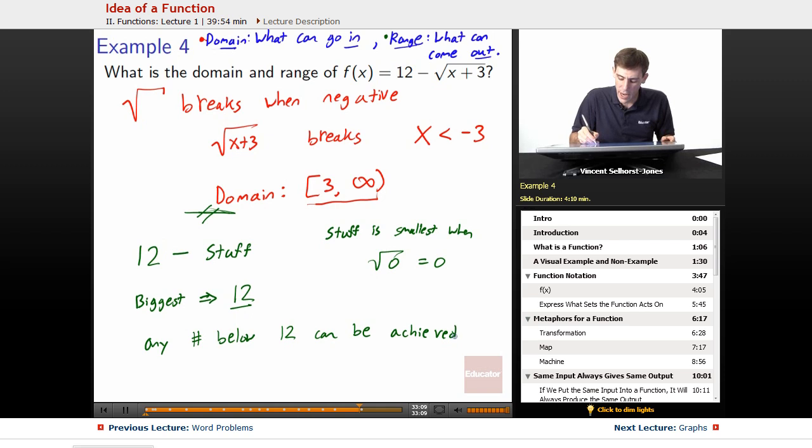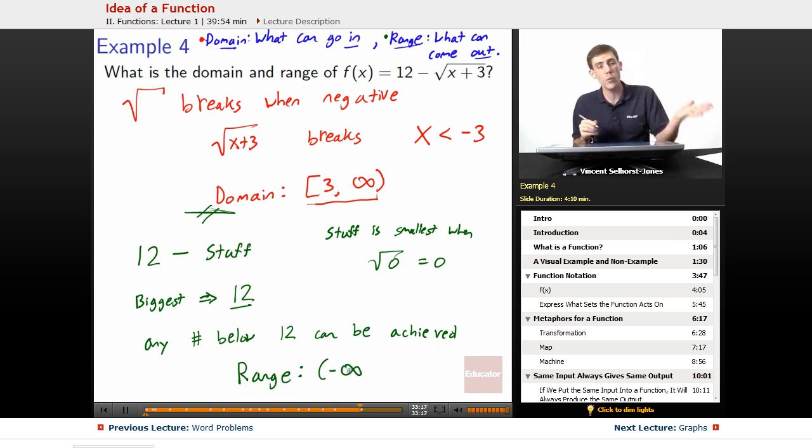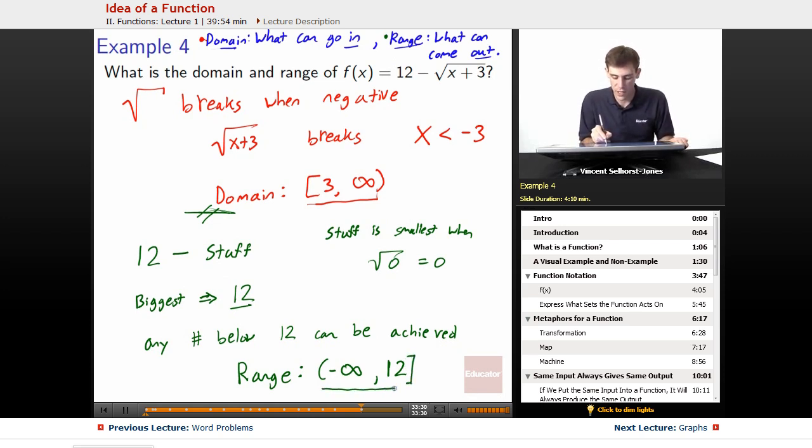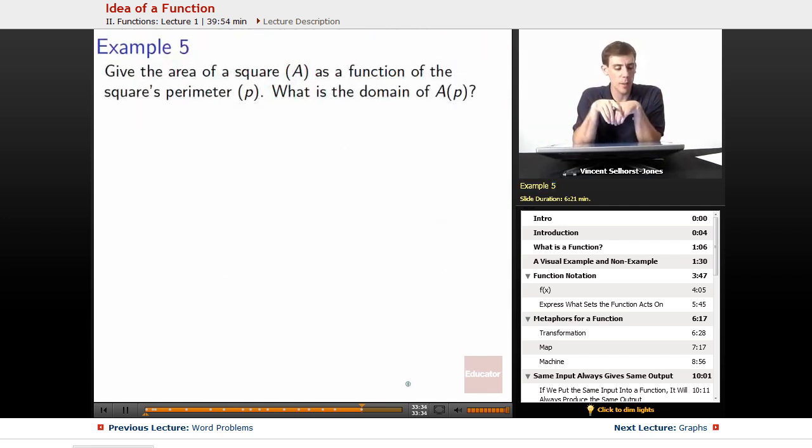So we have our range is going to be everything from the lowest possible, all the way anywhere up from -infinity up until 12. Now we ask ourselves, can we actually achieve 12? Yeah, we can. We can actually get to 12, so we include 12. So our range is from -infinity to 12. There's our answer. Final one, we've got a word problem.